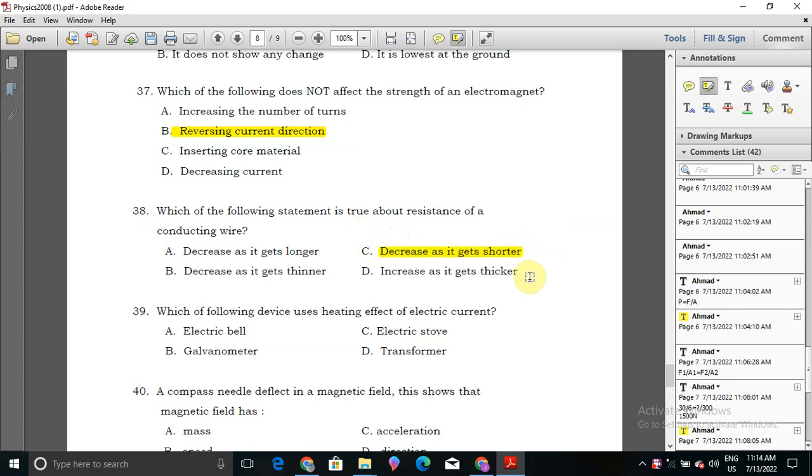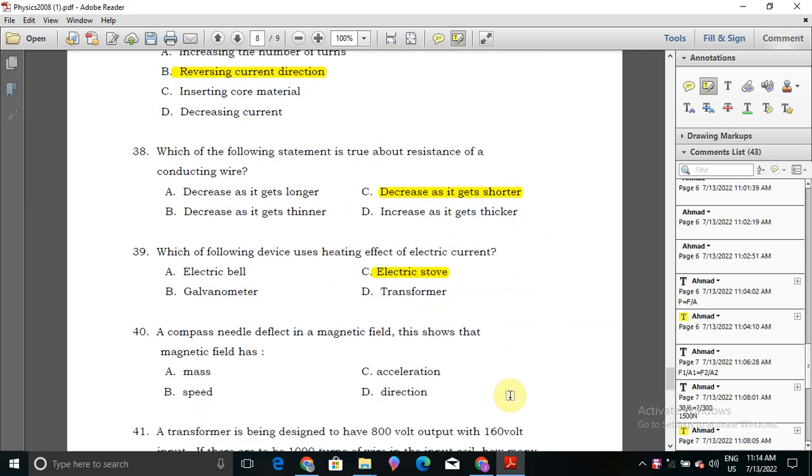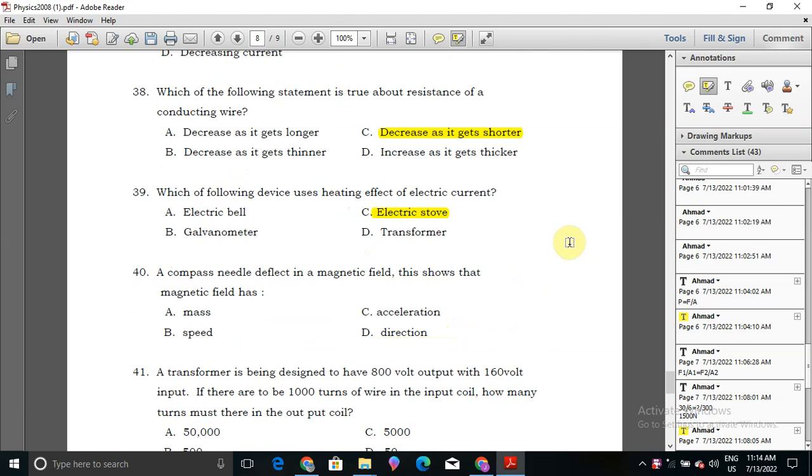Now question number 39. Which of the following devices uses the heating effect of electric current? It will be the electric stove, right? Now question number 40. A compass needle deflects in a magnetic field. This shows that a magnetic field has what? Mass, speed, acceleration, or direction? Of course, it will be the direction.